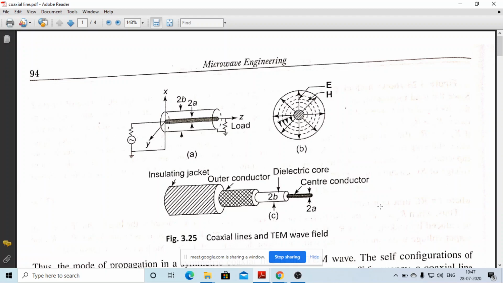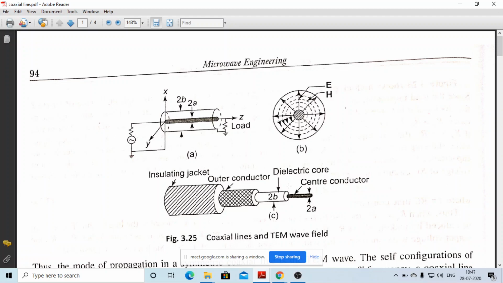So here 2a is written. 2a is the diameter. It means you can say that the radius of the center conductor is a, and the radius of the dielectric core is b. Generally these two are responsible for defining various parameters, that is, the losses within the coaxial cable and the characteristic impedance of the coaxial cable. So these two radii, radius a for the center conductor and radius b for the dielectric core, are responsible.